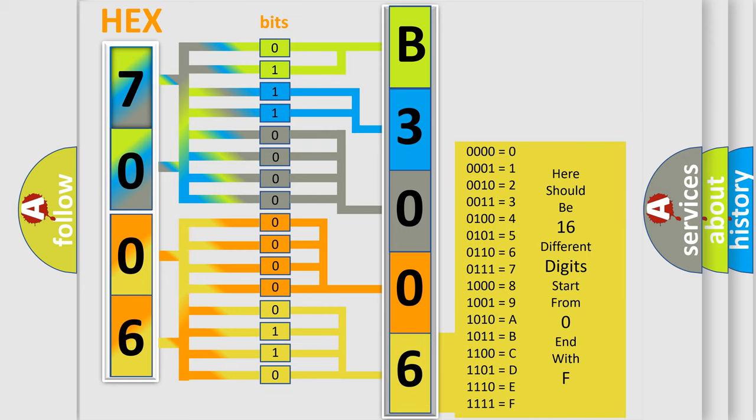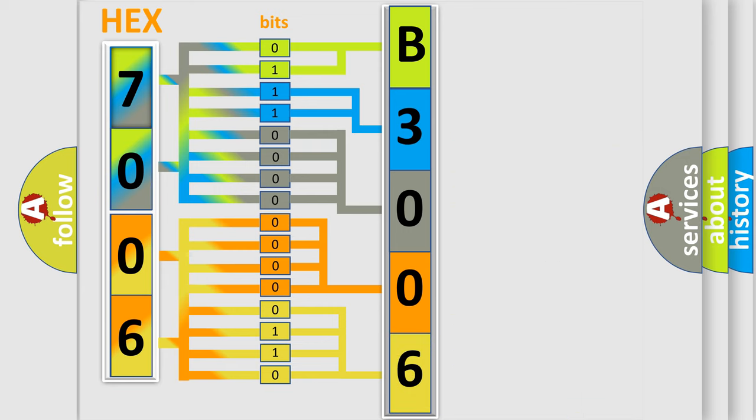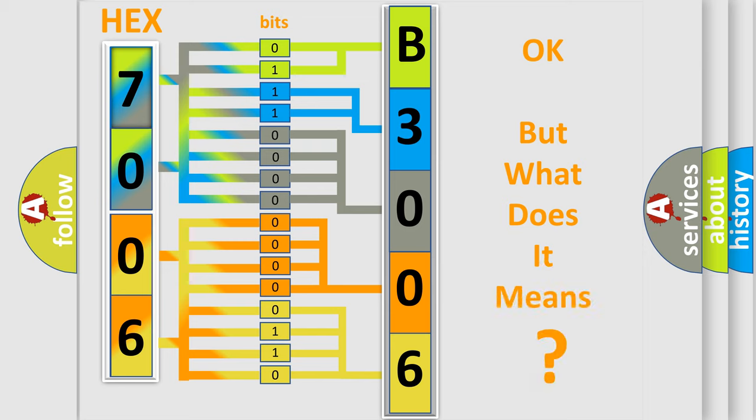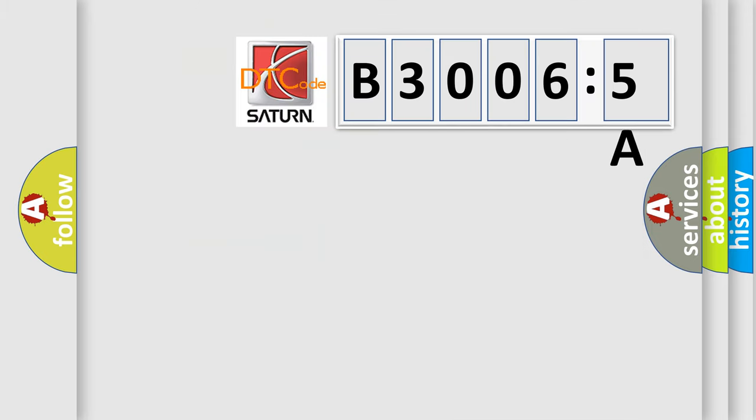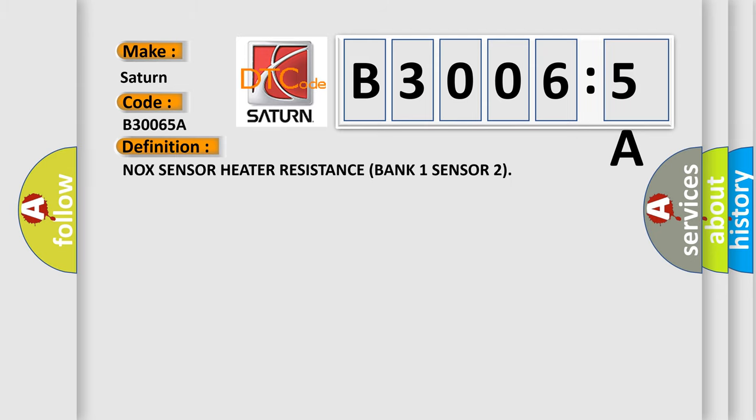We now know in what way the diagnostic tool translates the received information into a more comprehensible format. The number itself does not make sense to us if we cannot assign information to what it actually expresses. So, what does the Diagnostic Trouble Code B3006-5A interpret specifically for Saturn car manufacturers? The basic definition is NOx Sensor Heater Resistance Bank 1 Sensor 2. And now this is a short description of this DTC code.